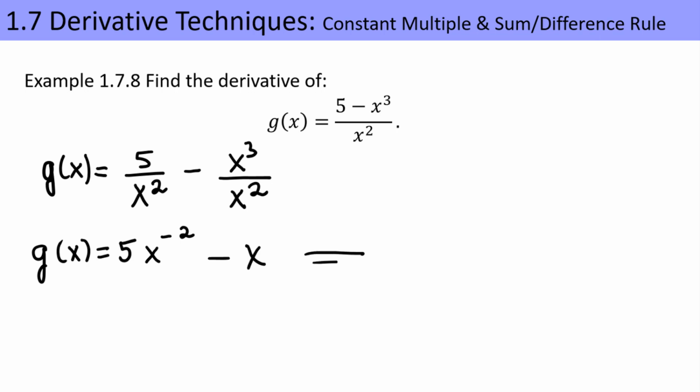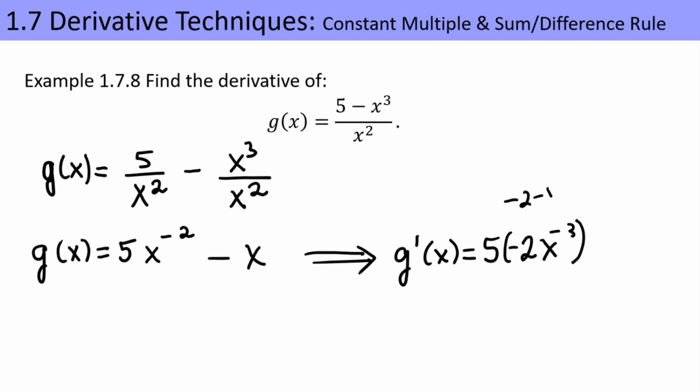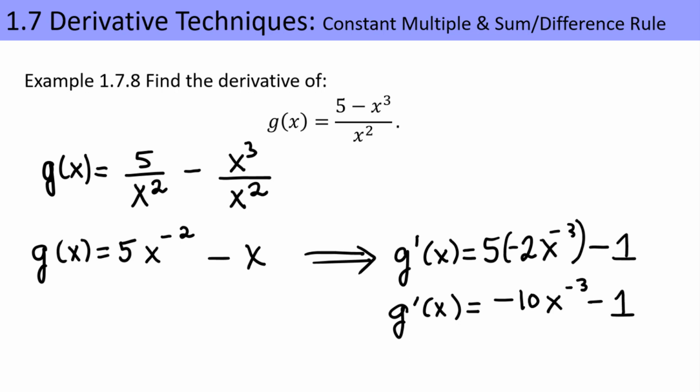Now we are ready to take the derivative. Then we write g prime of x is equal to 5, the constant stays put, negative 2, the power becomes the coefficient, times x to the power of negative 2 minus 1 gives us negative 3, and then minus the derivative of x is just 1. Clean it up a little bit. We get g prime of x, that's the derivative of g with respect to x, is equal to 5 times negative 2 is negative 10, times x to the power of negative 3, minus 1.